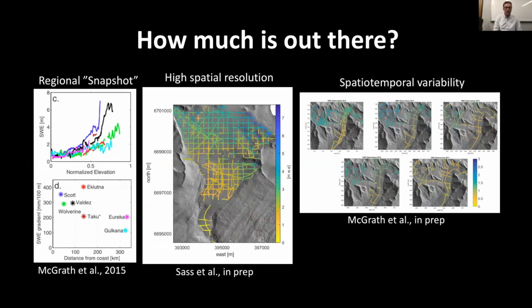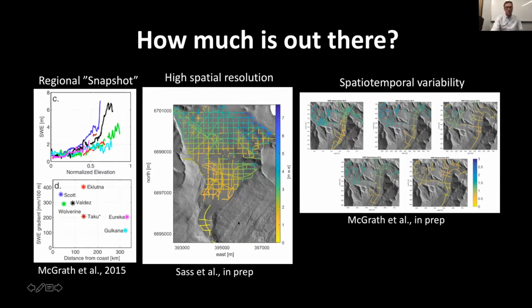So I just want to highlight a couple of pieces of work that we're doing out of USGS and the Alaska Science Center. First was some work we published in 2015 looking at kind of a regional snapshot of SWE throughout Alaska. So 7 different glaciers, from the coastal environment with Scott and Wolverine to the interior continental climate with Eureka and Kahiltna there. And you can see on the top panel, SWE as a function of normalized elevation, and then these SWE gradients really illustrating this regional control, distance from the coast, distance from your precipitation source, as a control on this SWE gradient.